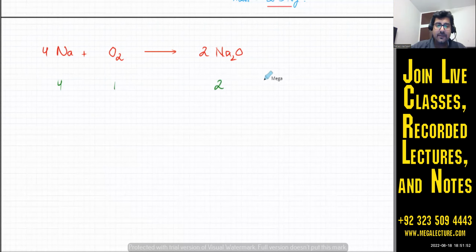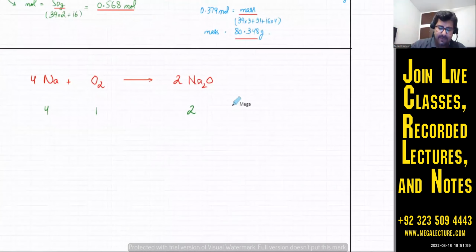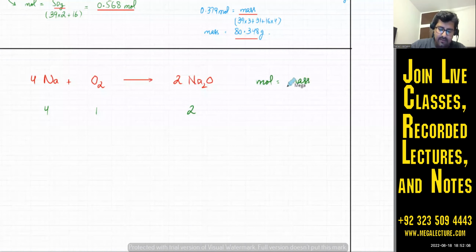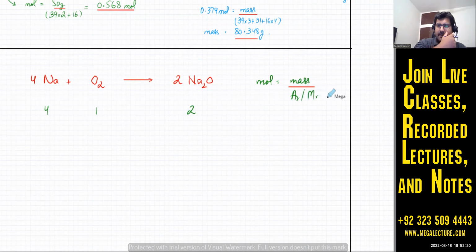So that's the ratio. So what formula did we study last time? I told you that there's a formula which is moles is equal to mass divided by the molar mass. It gets mass divided by the AR or MR. AR is for atom, it's the relative atomic mass, and MR is the relative molecular mass. Okay. So you had this formula, and this is how you're going to calculate moles.